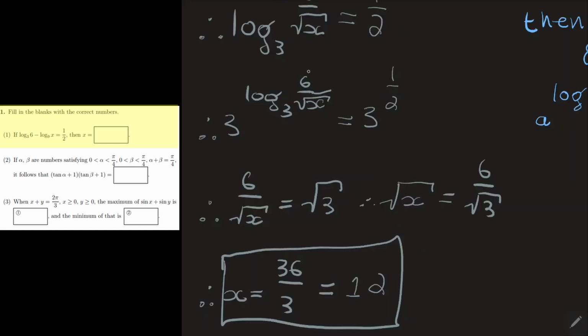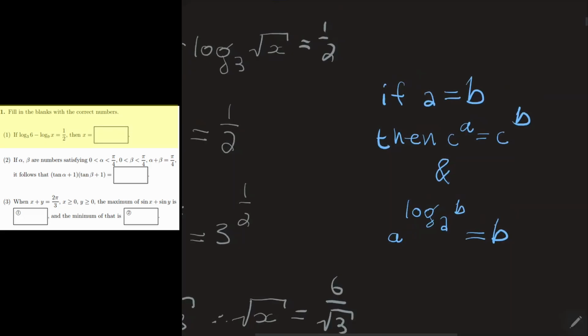And if you're wondering what I did here, this is just another one of the log rules, and definitely one you should know. But basically, first of all, I used this pretty basic rule, which is that if a equals b, then c to the power of a is equal to c to the power of b. And then I also used the second rule, which is that if you have a to the power of log base a of b, that is just equal to b. So basically if you have a to the power of a log with the same base, then you can just get rid of all that and it just equals whatever is inside the log. So that's pretty helpful in this question.